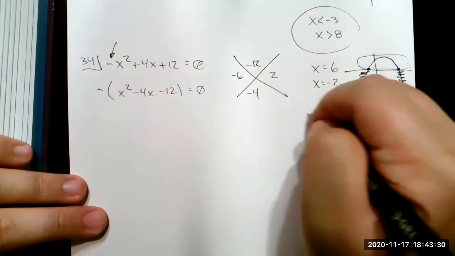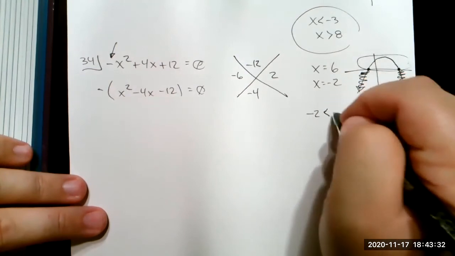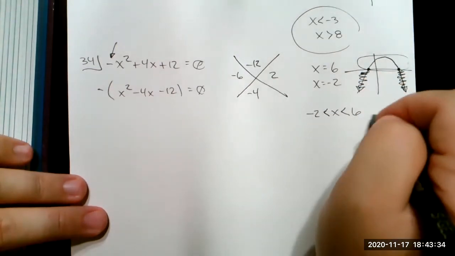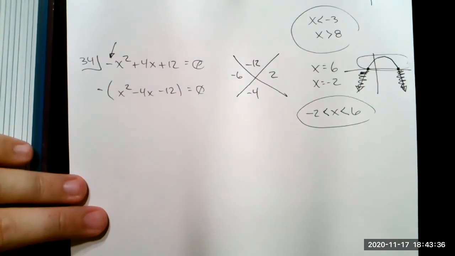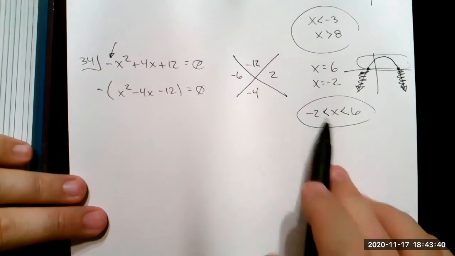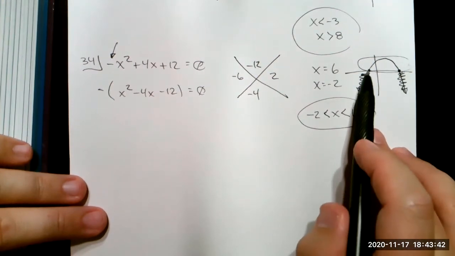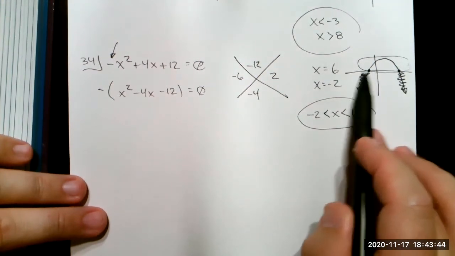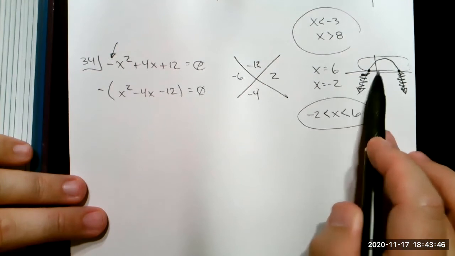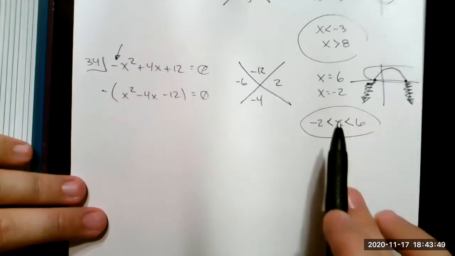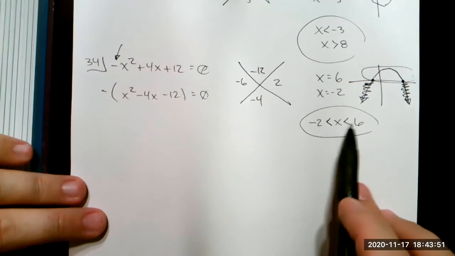So I would say from -2 all the way up to 6, it's positive. You wouldn't want to include those values because at x equals -2, it's technically 0. That y value is 0. 0 is not positive or negative. So you don't want to include them. They're always going to be less than or greater than.